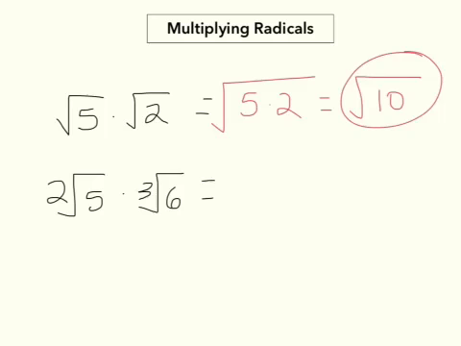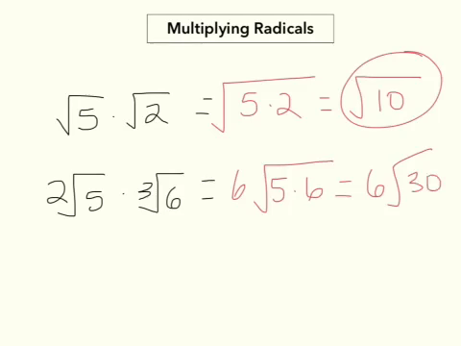Same thing here. We've got 2 radical 5 and 3 radical 6, or square root 5, square root 6. They can go under the same radical because they're both square roots, just like up here. So I've got 5 times 6 because of what's under here. And then on the outside, 2 times 3 is 6. So now I end up with 6 radical 30. So that was 2 times 3 is 6, and then under the radical, 5 times 6 is 30.